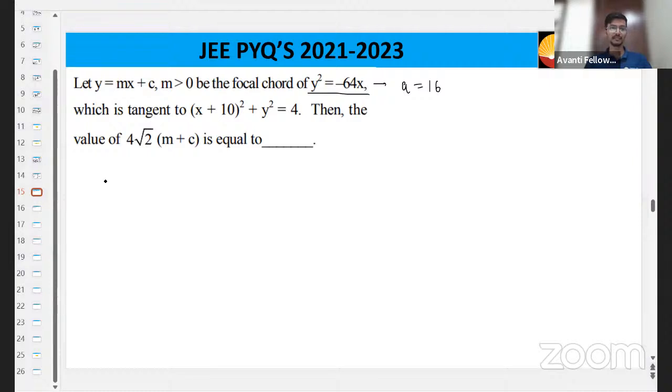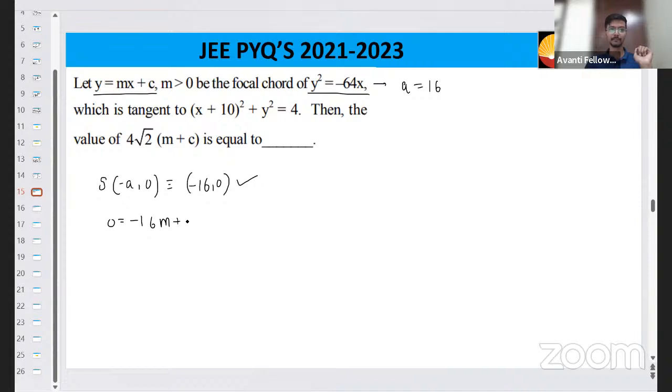So its focus is at minus A comma 0, that means minus 16 comma 0. Now y equals mx plus c is a focal chord, that means it passes through the focus. If this focal chord passes through the focus, then this point, minus 16 comma 0, must satisfy it. So we'll get 0 equals minus 16m plus c. That means c equals 16m. Let's mark it as equation 1.